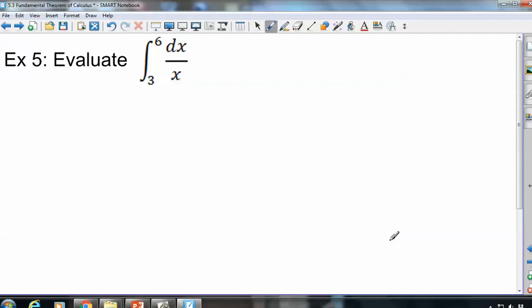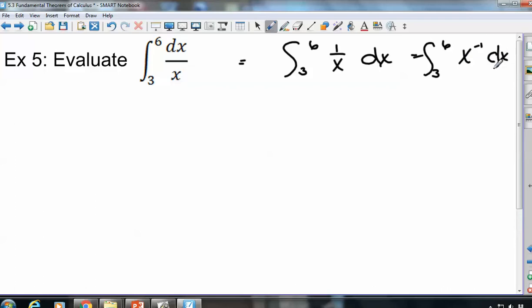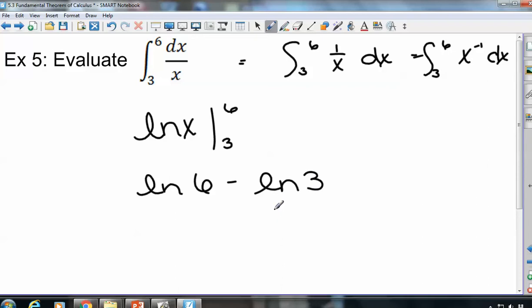So if I asked you to do this one, what's that mean? Or is there another way I could rewrite it that might be useful? You could write this a couple different ways. This is like 1 over x dx, or x to the negative 1 dx. Those are all equivalent. What is the antiderivative? Natural log. So we get the natural log of 6 minus the natural log of 3.